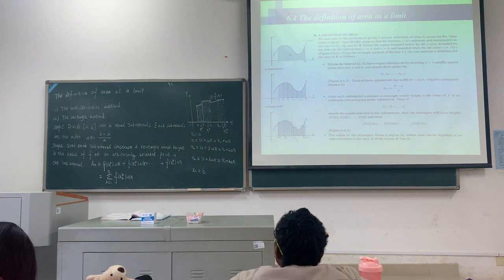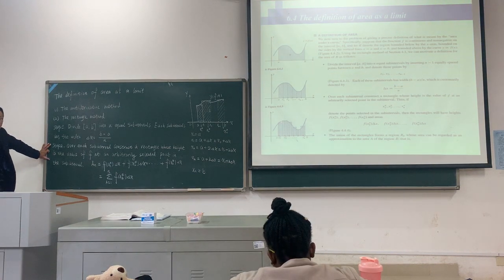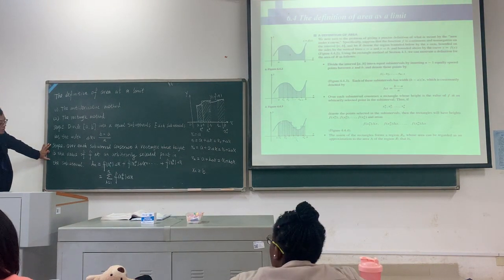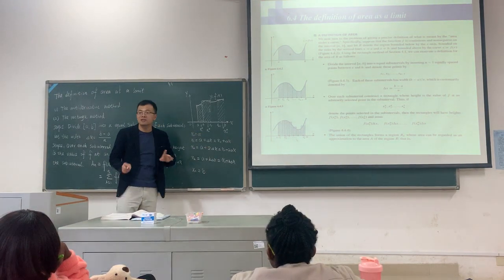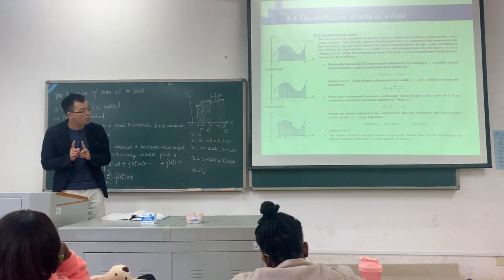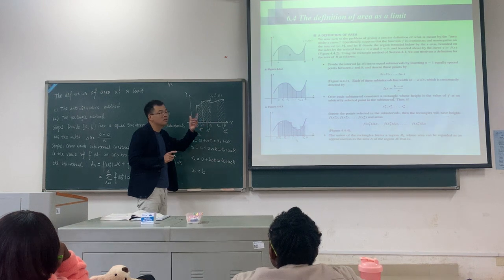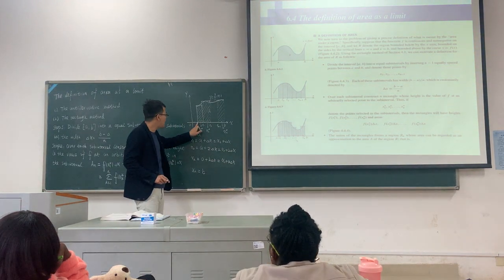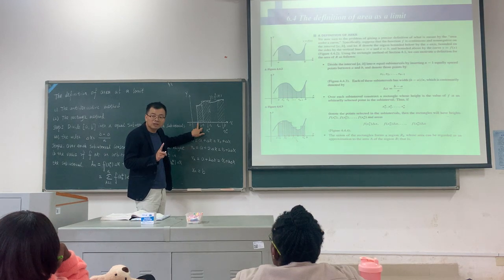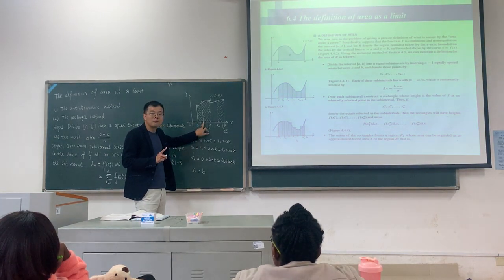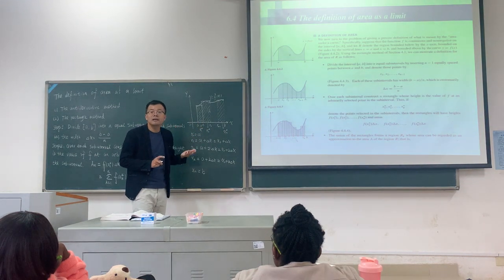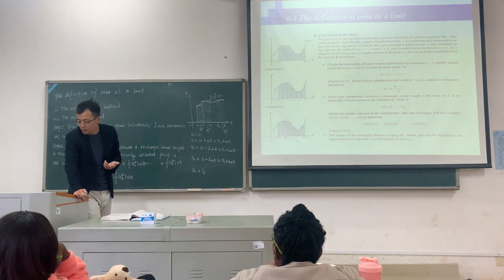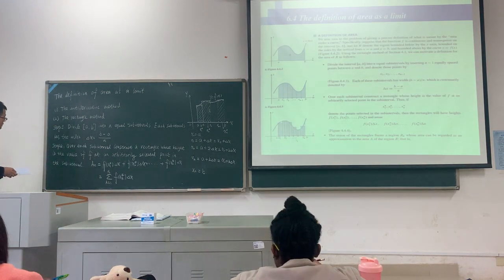So here at step 2, I want to say that x1 star, x2 star, xn star, this point is any point on the subinterval. This point can be the left endpoint of each subinterval, the right endpoint of each subinterval, or the midpoint, or any other point. So this is the second step.